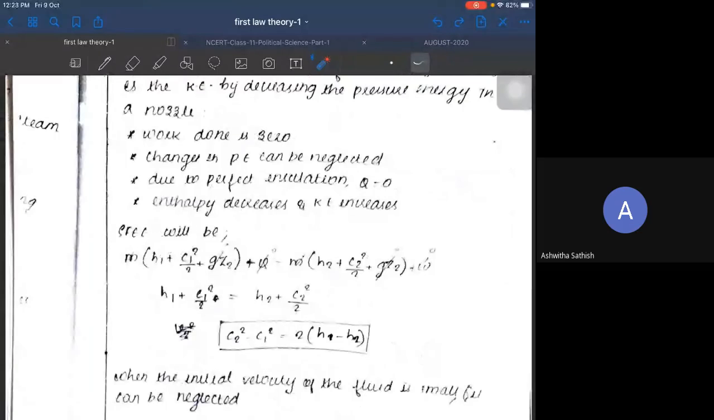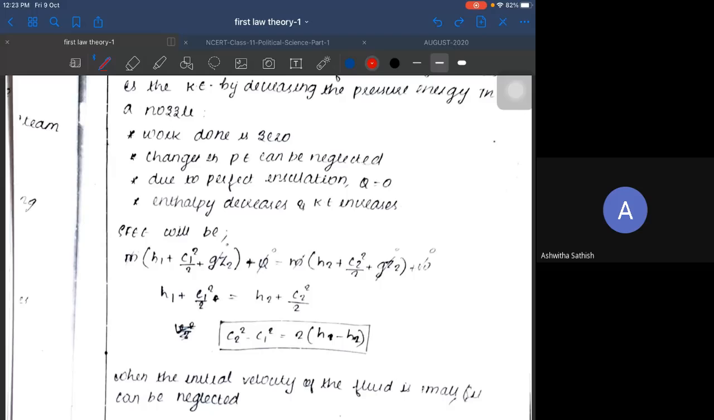Now what happens is usually the mass flow rate at the inlet and the mass flow rate at the outlet would be the same. That's why M goes away. M at the inlet and the outlet is same, so M cancels here, and the work transfer is 0. Heat transfer is 0. Whatever is remaining is enthalpy plus your velocity. So you can just write C2 square minus C1 square equals 2 times (H1 minus H2).